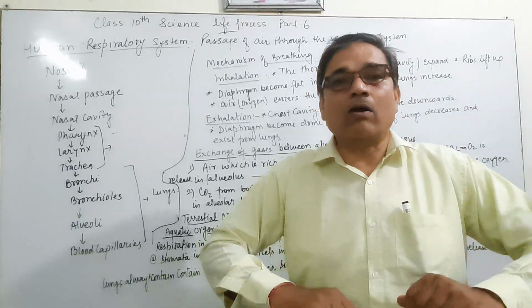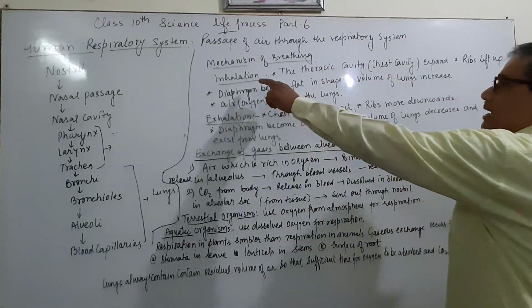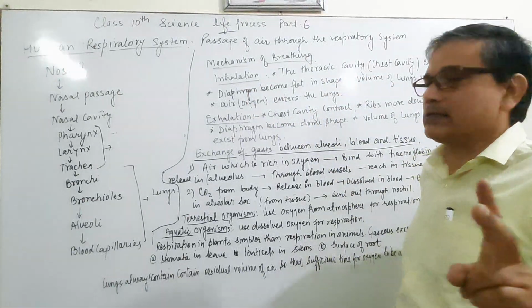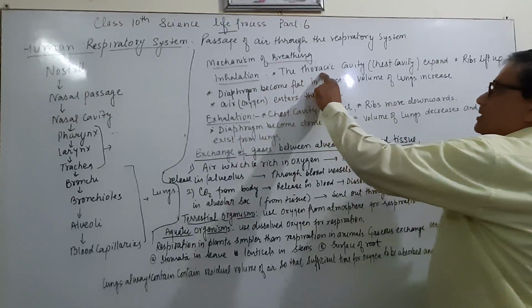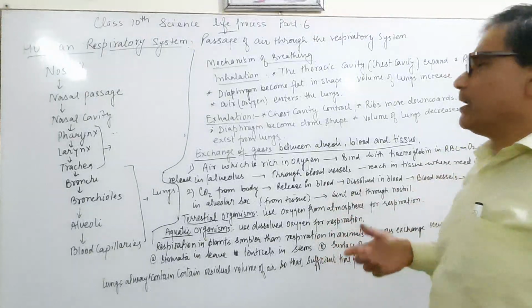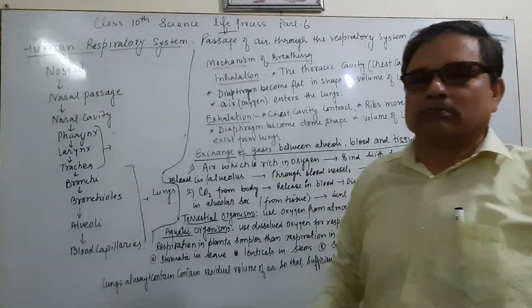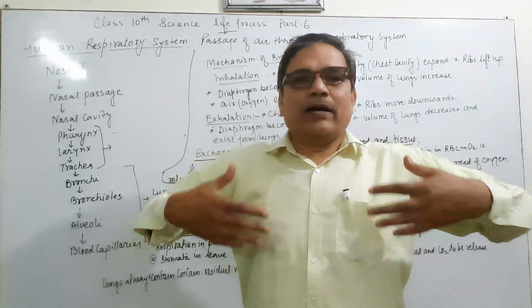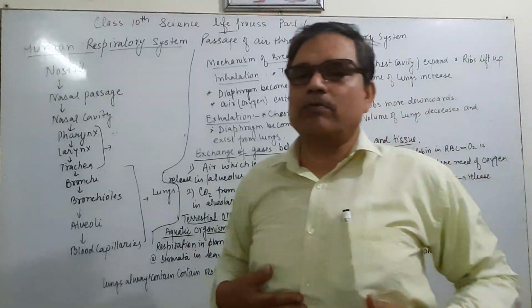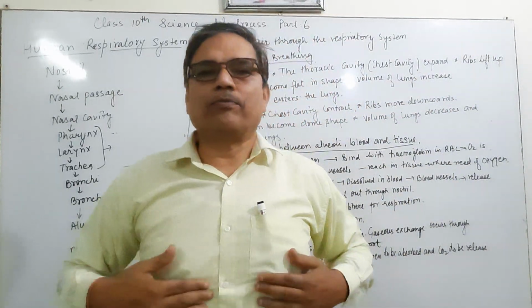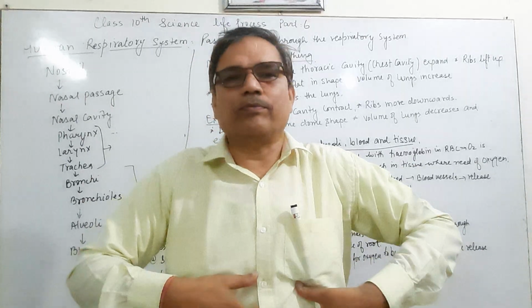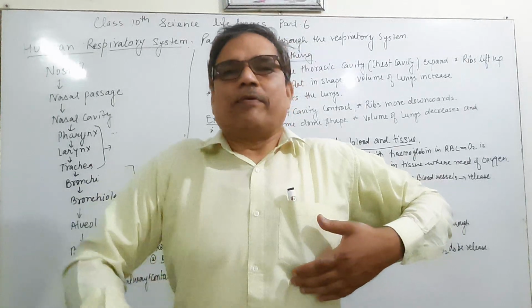Therefore, we have to take a long breath. It means inhalation, the mechanism of breathing. There are two processes, inhalation and exhalation. In inhalation, the thoracic cavity, or we can say the chest cavity, expands, the ribs lift up, and the diaphragm becomes flat in shape. This diaphragm is below the chest cavity and above the abdomen, a partition between the chest cavity and the abdomen.